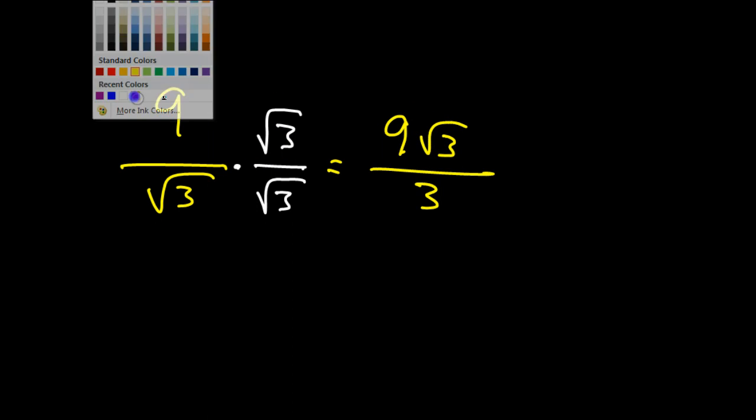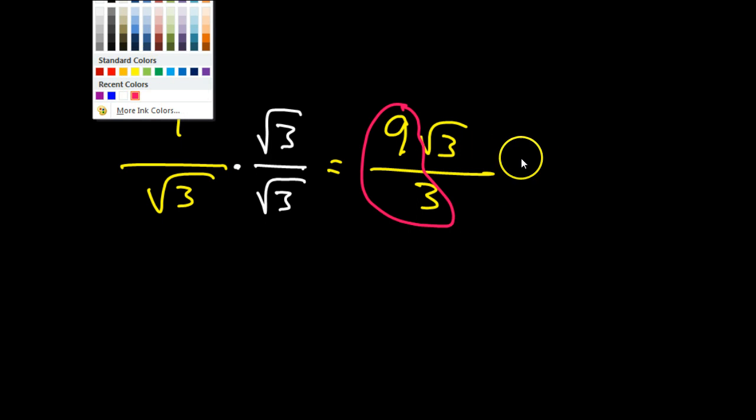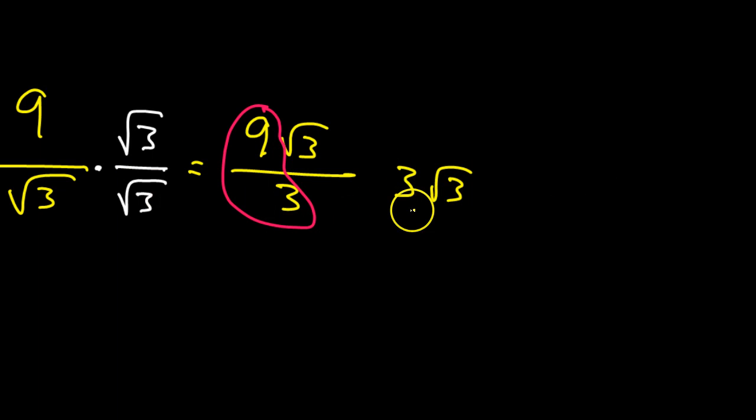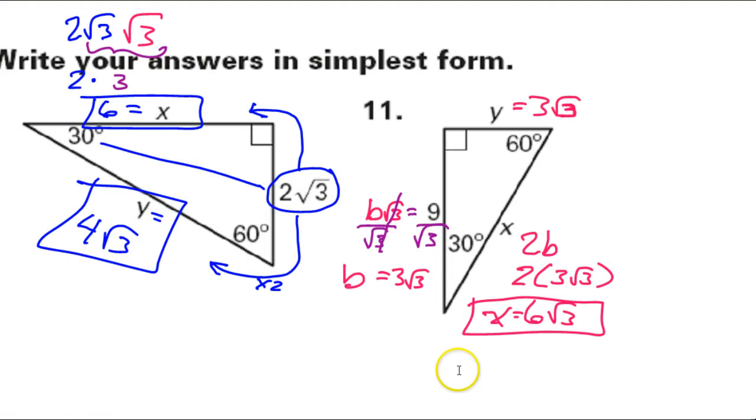However, this part right here I can simplify. 3 divides into 9 3 times. So that's why this is going to become 3 radical 3. The 9 divided by 3 is the 3, and then the radical 3 just comes down. So that's how you would find it if you were not allowed to use your TI-30XS Multiview.